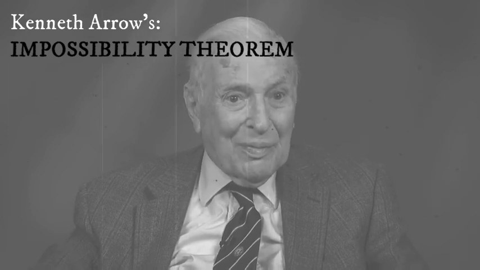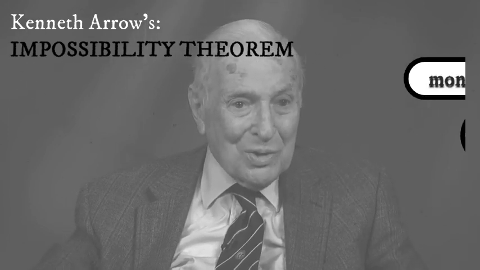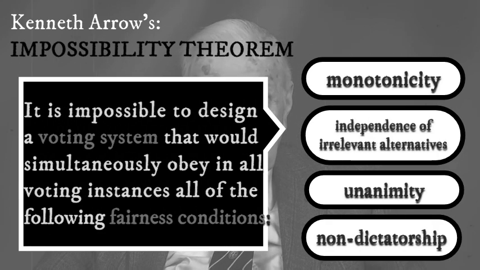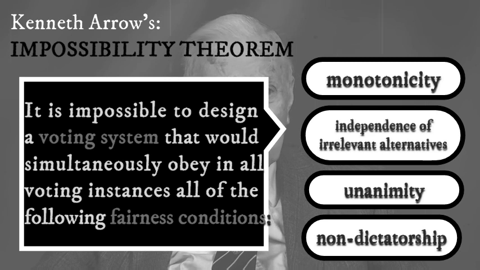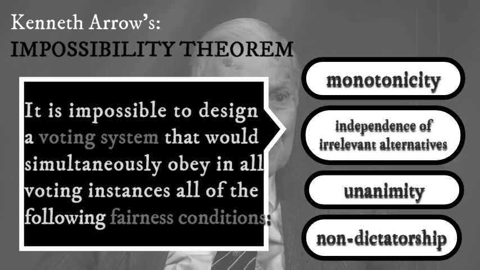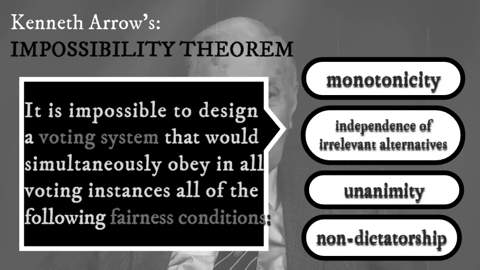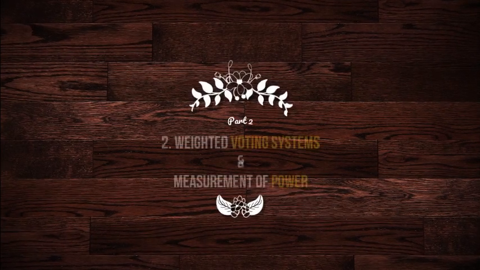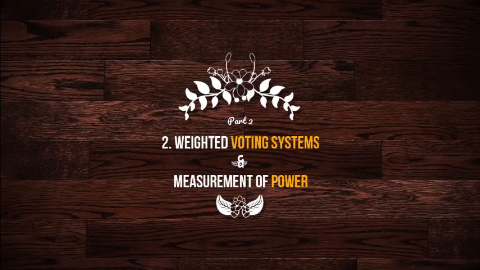Arrow's theorem applies to ranked or preferential voting systems. Using concepts of order theory, the impossibility theorem demonstrates that it is impossible to design a voting system that would simultaneously obey or satisfy all of the fairness criteria in all voting instances. Let us proceed to the second part where we will discuss weighted voting systems and the measurement of power.